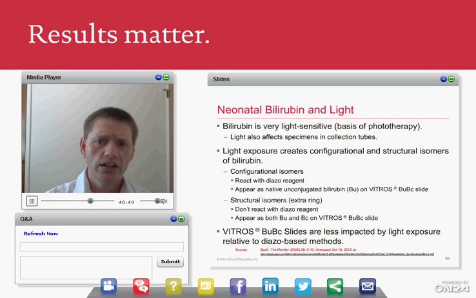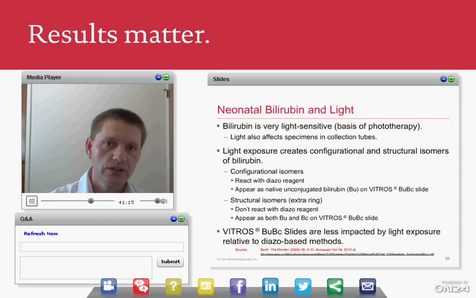So another point to make about bilirubin is bilirubin is very light sensitive. This is really the basis of phototherapy, but it also affects samples that have been collected in collection tubes, particularly if they haven't been collected and put into amber tubes immediately, or wrapped with foil.